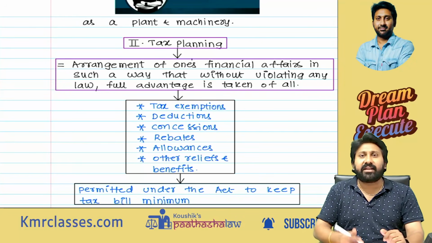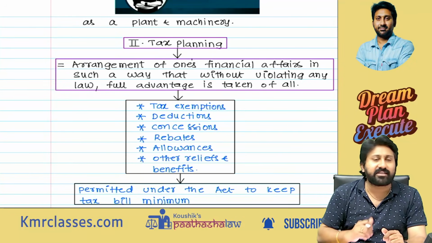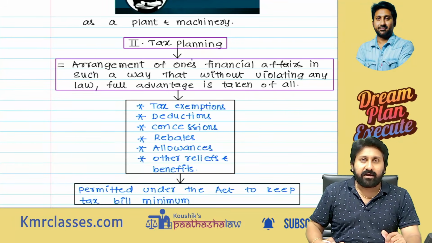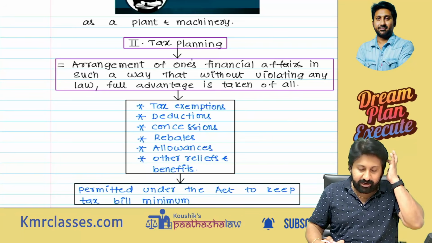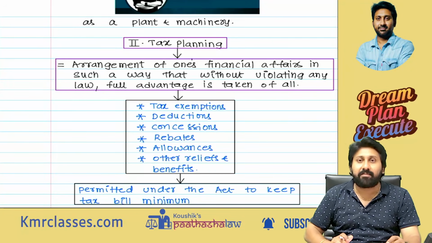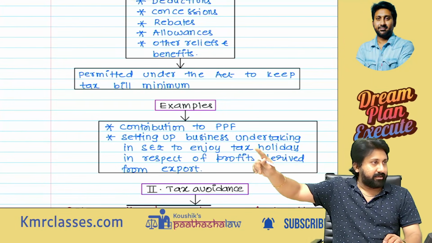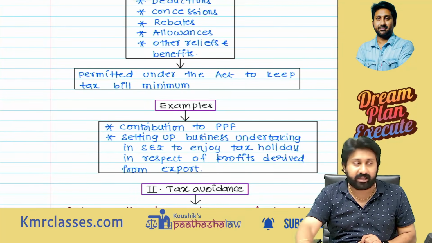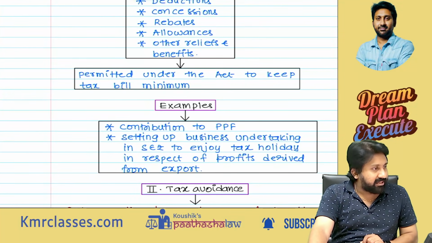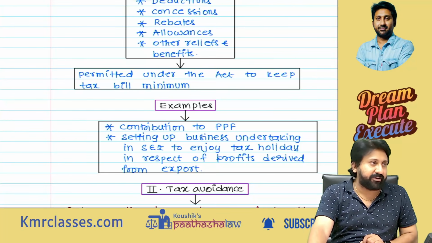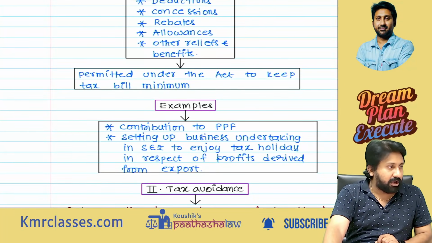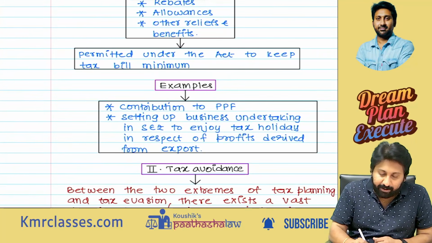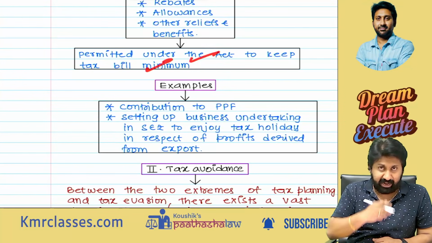Next, 80C-type deductions are there. All the deductions are what? It is a benefit that was given to each and every taxpayer. Take the benefit, plan your taxes accordingly. Next, if you are going by SEZ establishment, there are exemptions. 10AA exemption is also there. Correct? So those are all the things. You can take the full benefit of all those things provided you follow the law properly. So from this, what you have to understand is that tax planning is permitted under the Act to keep the tax bill minimum.